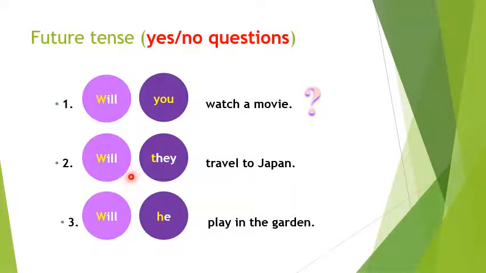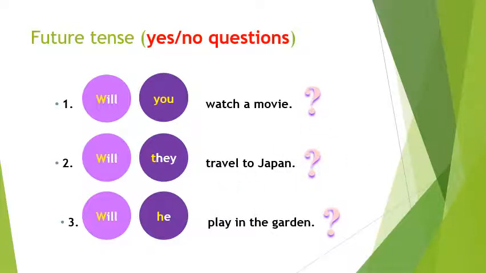So will they travel to Japan? Will he play in the garden? Change it to a question mark. So the lowercase will becomes uppercase. The uppercase they, you change it to lowercase in this case when you change the statement to a question sentence. These are the three things that you need to change: swap the position, uppercase and lowercase, and the question mark.